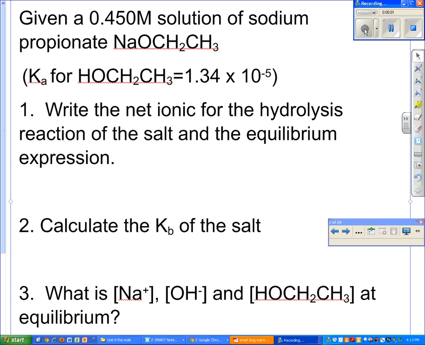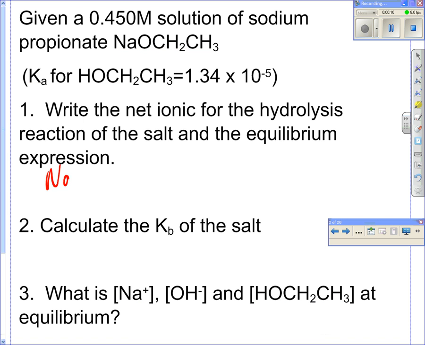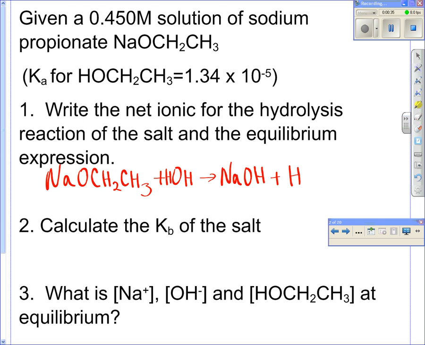This example is the hydrolysis of a salt. In the first question, it asks us to write the net ionic. So what I'm going to do is write down the salt: sodium with this weird propionate ion. Then, hydrolysis means add water, so I'm going to add HOH and just do a double replacement reaction. What happens is I get some sodium hydroxide, so the Na and the OH get together, and then we form the acid.